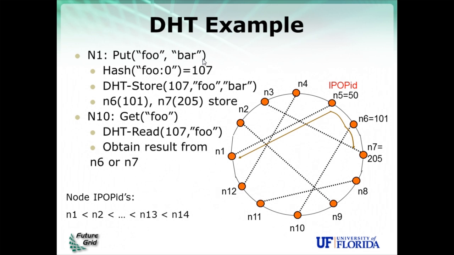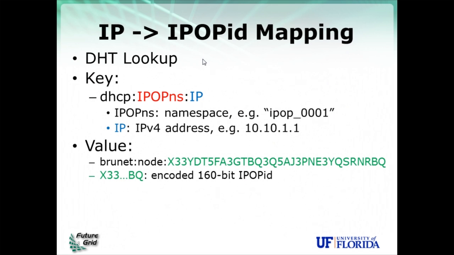And again, to look up a value for this foo key, all we need to do is again compute the hash and send a message for this identifier and obtain the result. In this case, it could come from either N6 or N7. They're both storing this information. So that's the general behavior of a DHT.